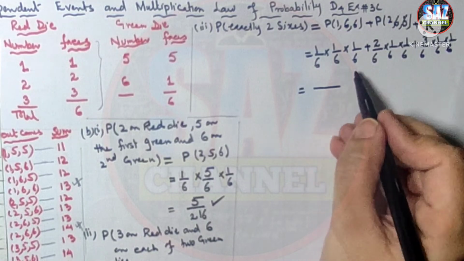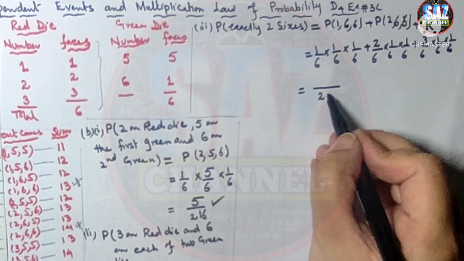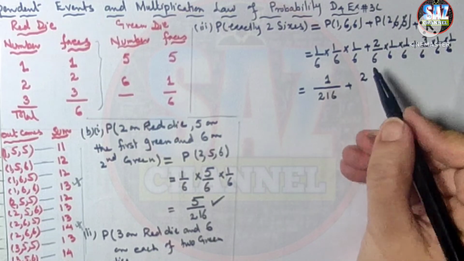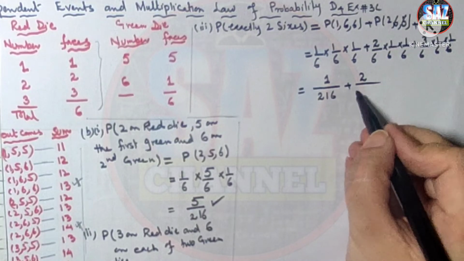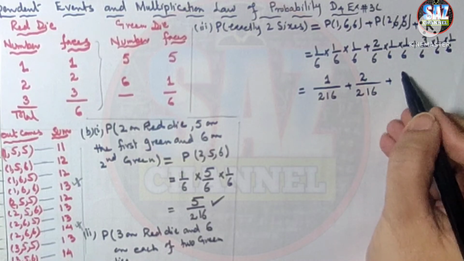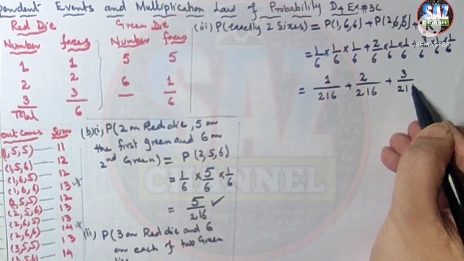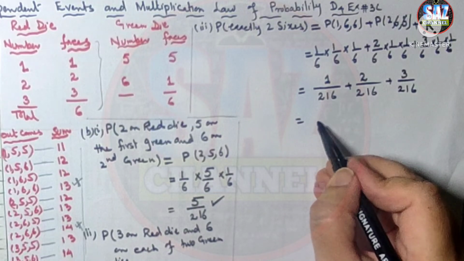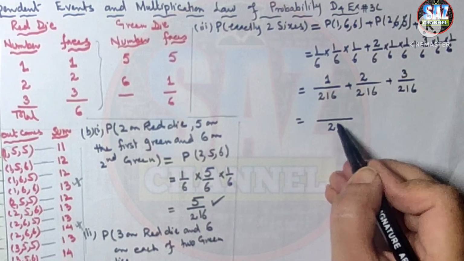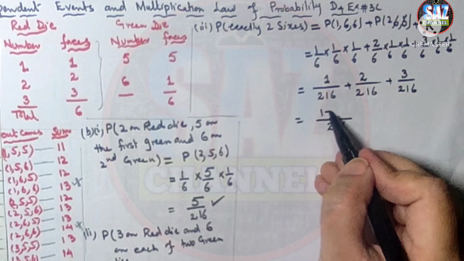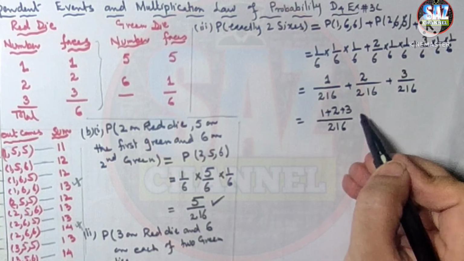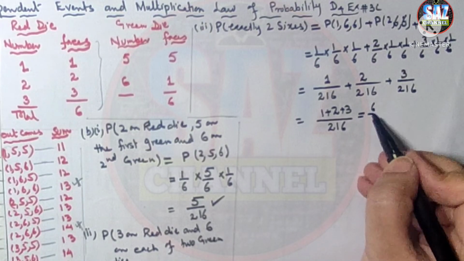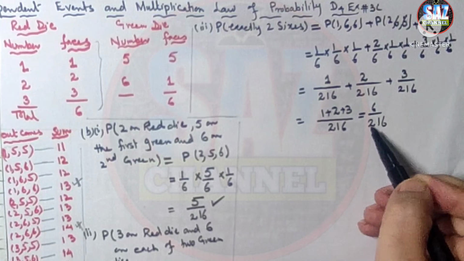6 sixes are 36, multiplied by 6 is 216, and this will be 1 plus 2 by 216 plus 3 by 216. Okay, now we have to take the LCM carefully, as the denominators are the same. So the LCM will be 216. 1 plus 2 plus 3, which is equal to 3 plus 2 is 5 plus 1 is 6, by 216.